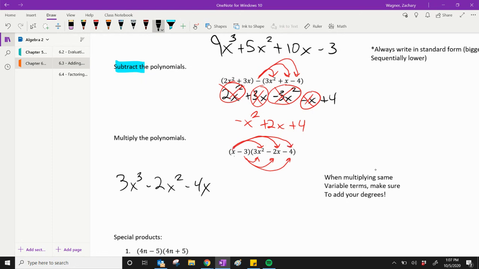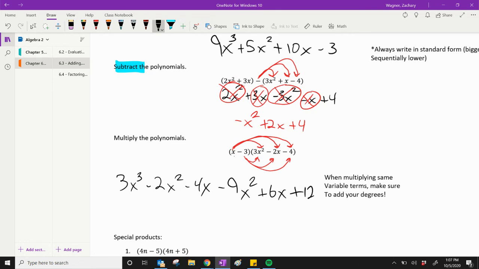Next term. Negative 3 times 3x squared. Make sure you're always multiplying by negative 3. Negative 9x squared. And negative 3 times negative 2x becomes positive 6x. And negative 3 times negative 4 becomes positive 12.